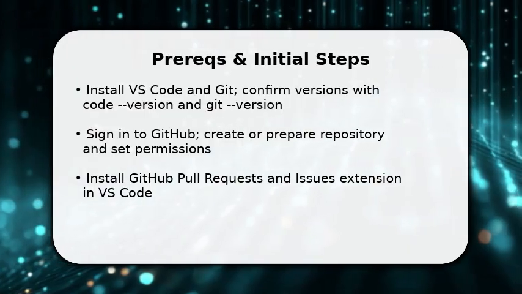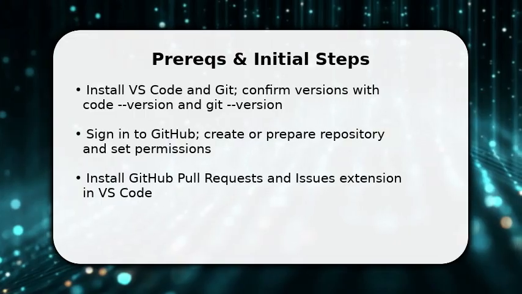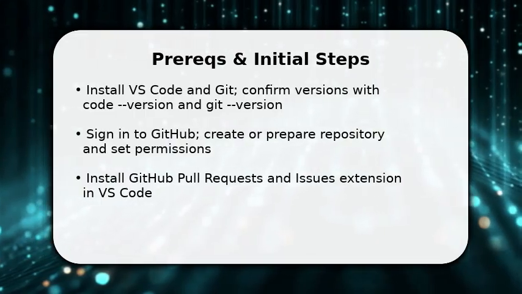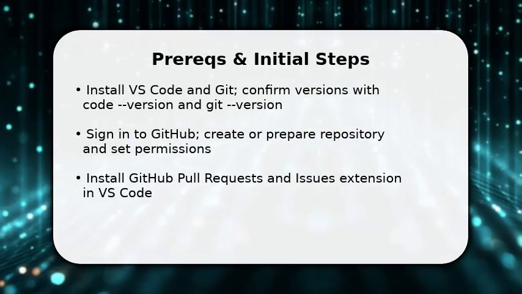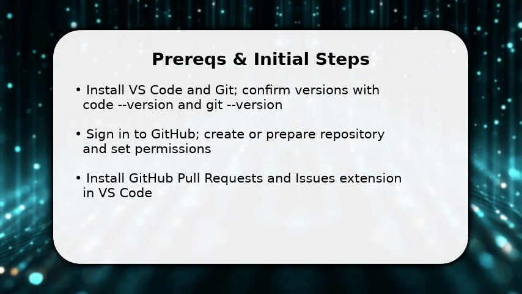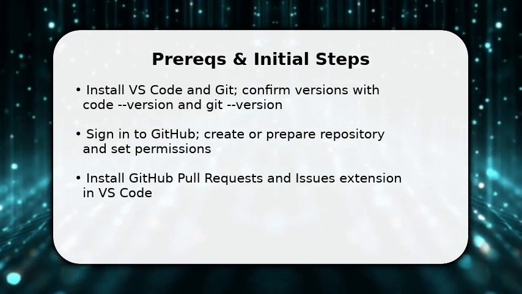In VS Code, install the GitHub Pull Requests and Issues extension. It integrates authentication and PR workflows. Make sure your SSH keys or PAT are ready so authentication will be smooth when you connect the repo.